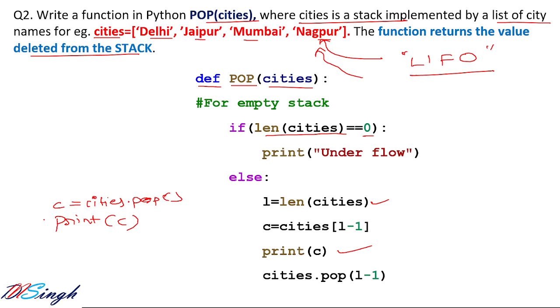So that's it for this particular question. I hope you got that output. The question is also asking that the function should return the value deleted from the stack. This is important. So this return statement will return the value which has been deleted from the stack.